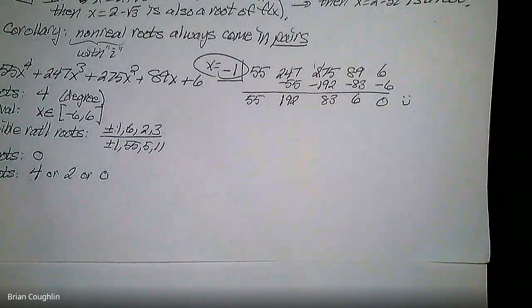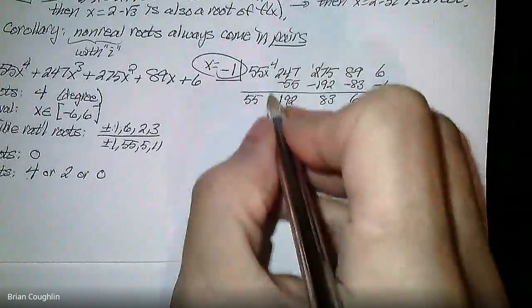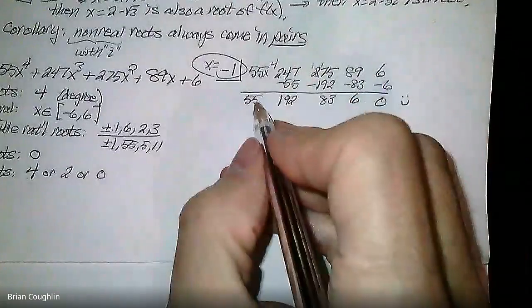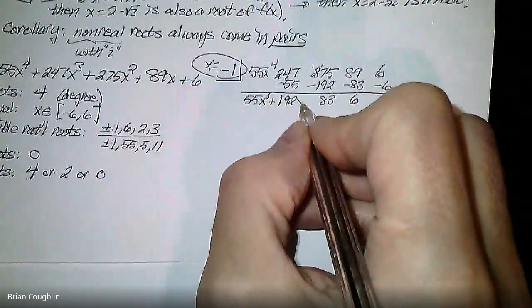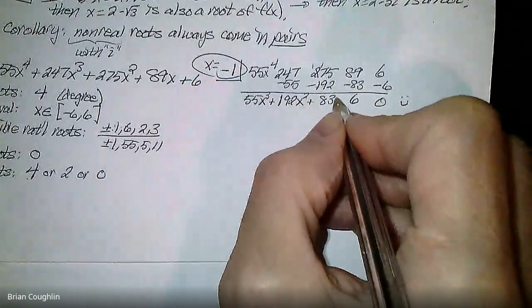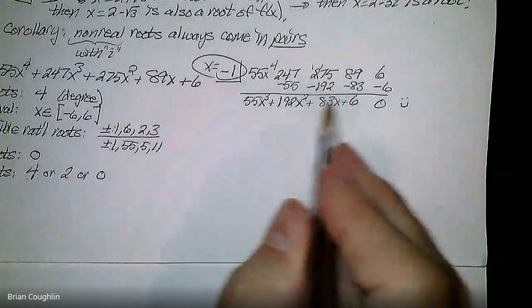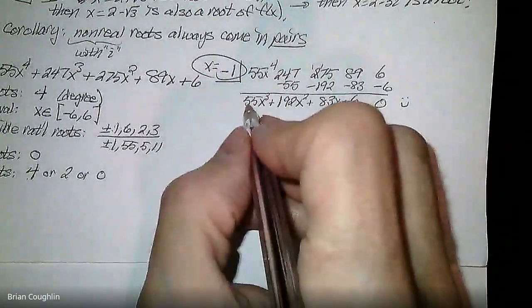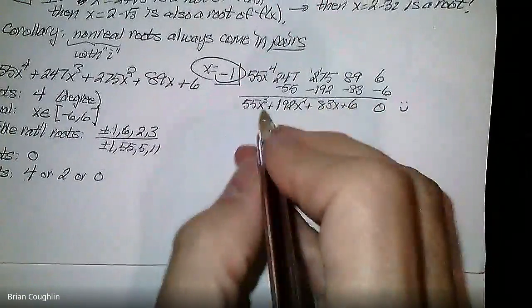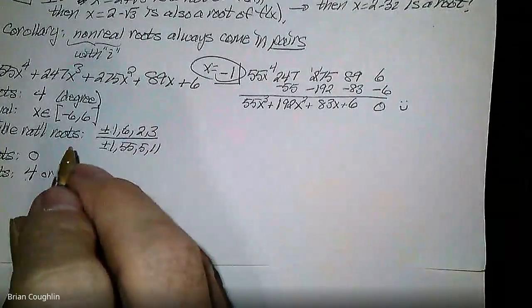Now, if you notice, this used to be 55x to the 4th. When you synthetically divide, you're ripping a root out. So there's one less root in here. This is 55x to the 3rd plus 192x squared plus 83x plus 6. I would strongly advise you take a good hard look at this and see if it factors by grouping. In this case, it doesn't. The pairs have to be proportional. This one, you're multiplying by something to make it bigger. This one's getting smaller, so there's no way it's proportional.